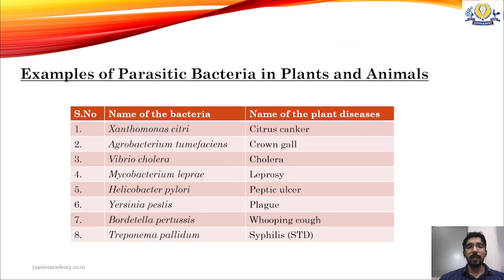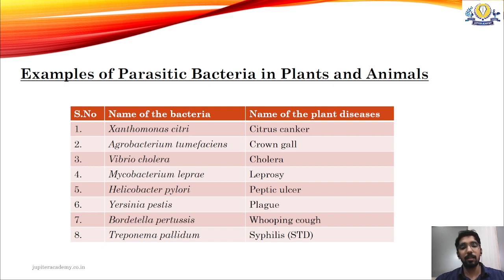Next are examples of parasitic bacteria in plants and animals. I have mentioned the list of bacteria and the diseases which the bacteria cause. This comes with respect to NEET, and I have only mentioned those bacteria whose disease name does not coincide with the name of the bacteria. For example, Xanthomonas citri and citrus canker. So you need to know the genus of the bacteria, which is Xanthomonas, and the species citri, which causes citrus canker. This is an easy way. Once you know the species name, you can determine the name of the disease.